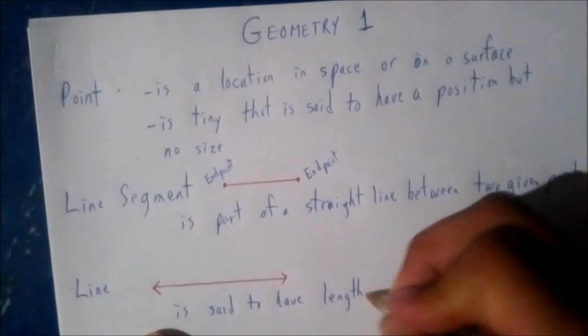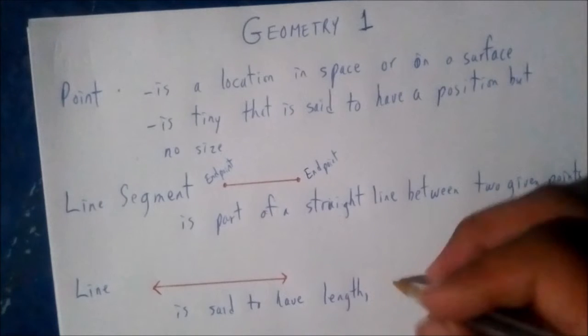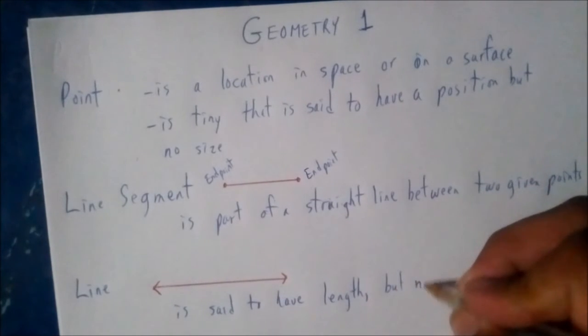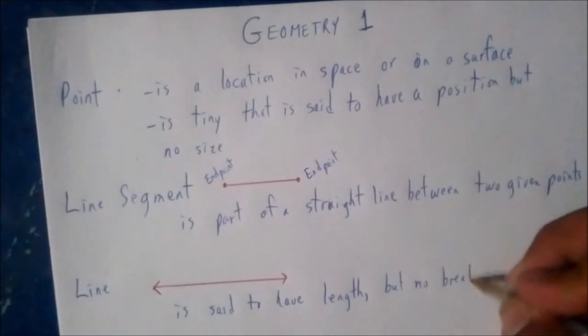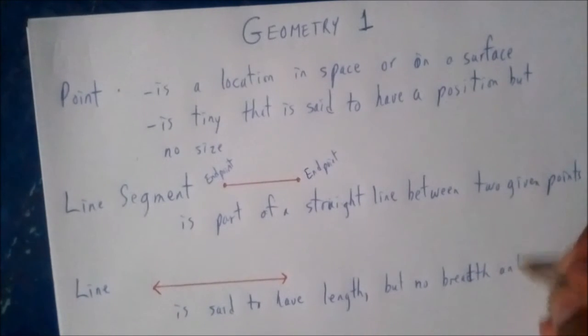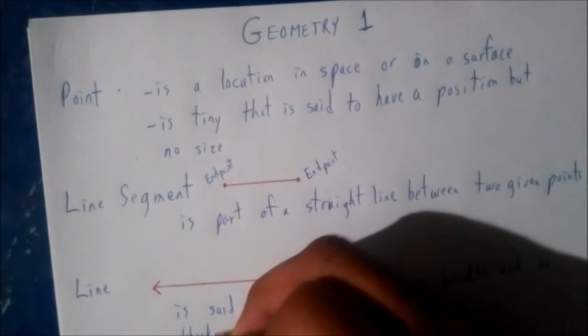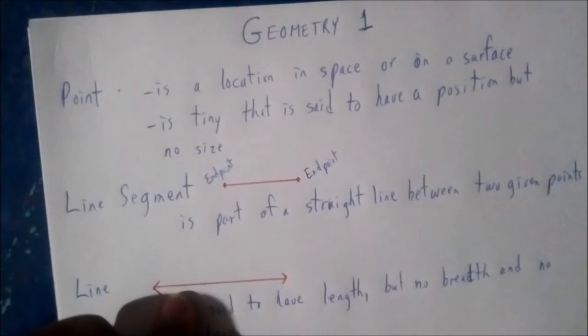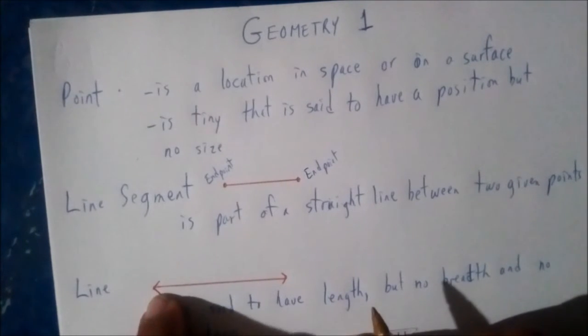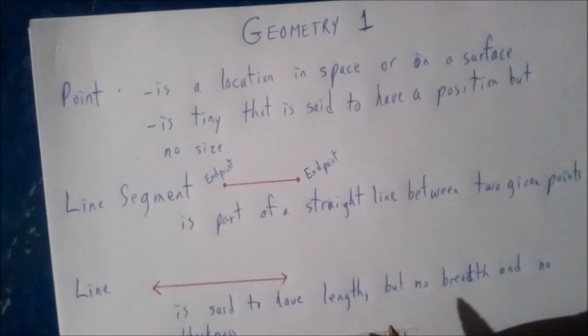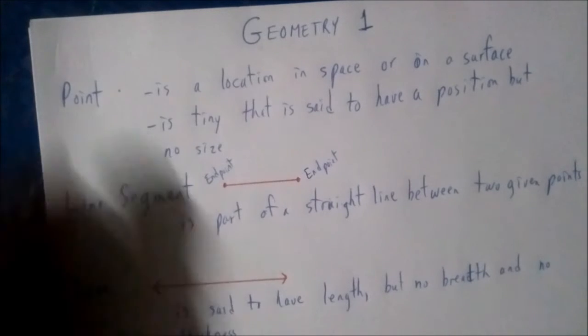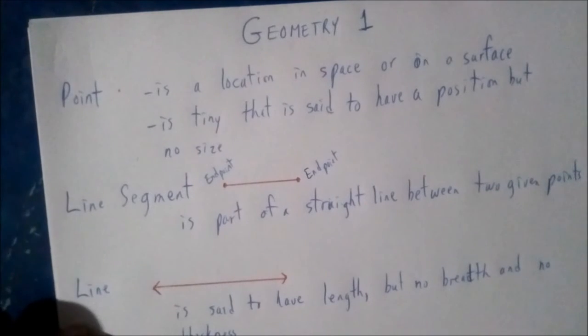length from here to here but no breadth and no thickness. Now obviously this does have a size, but it is just a straight line that is so thin, or it doesn't have any thickness. All right. So that's a line. So we have seen point, line segment, line.